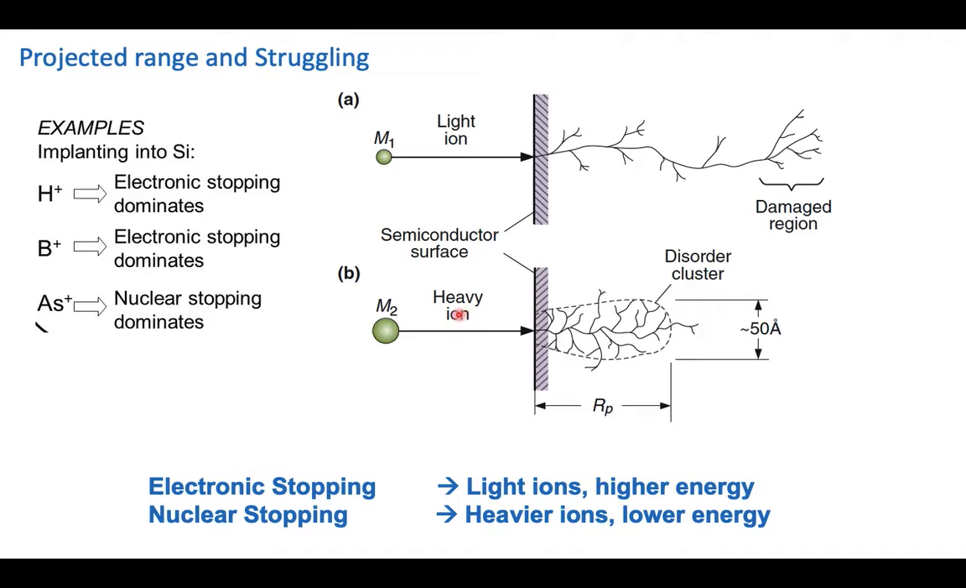However, if you have a heavier ion, as in my example of a stone thrown on mud, you have a lot of damage, but the depth Rp is essentially low. In this case the damaged region is thinner, but it can be really thick. So electronic stopping, as I said, dominates for ions of light mass and higher energy, and nuclear stopping dominates for heavier ions with lower energy. That is also in the earlier examples: for hydrogen and boron, electronic stopping dominates, but in the case of arsenic, it's essentially nuclear stopping.